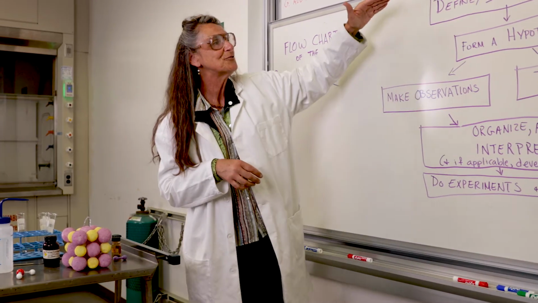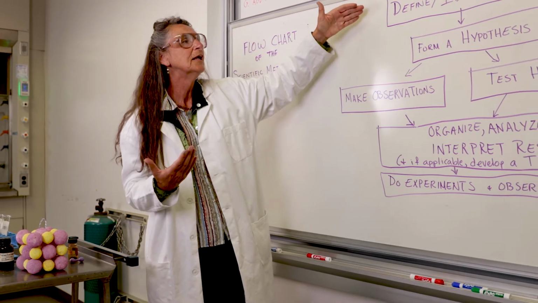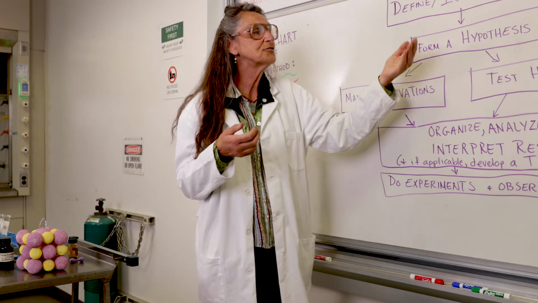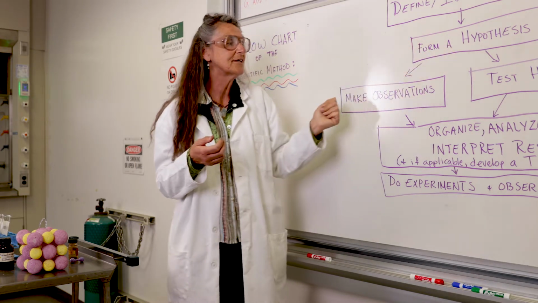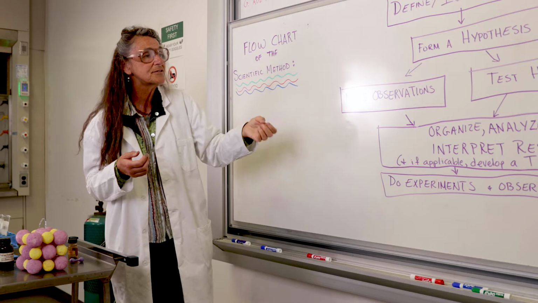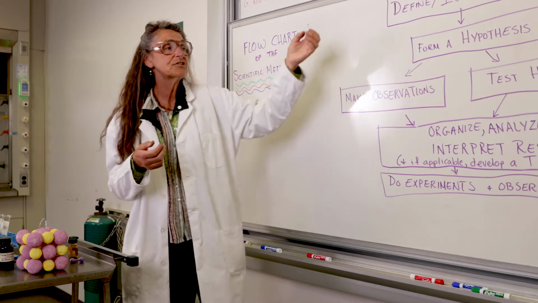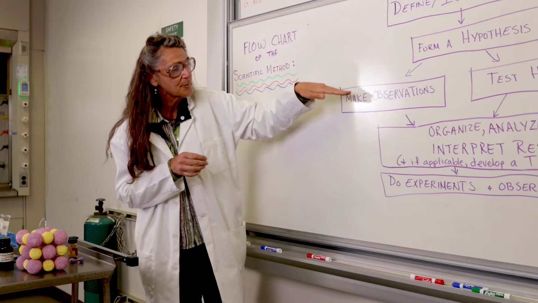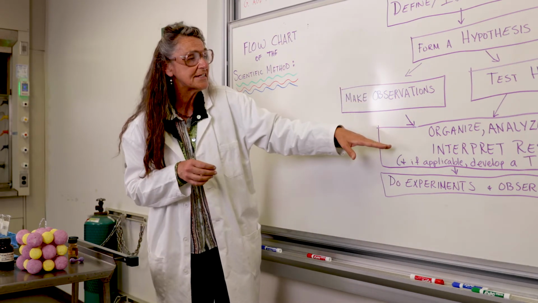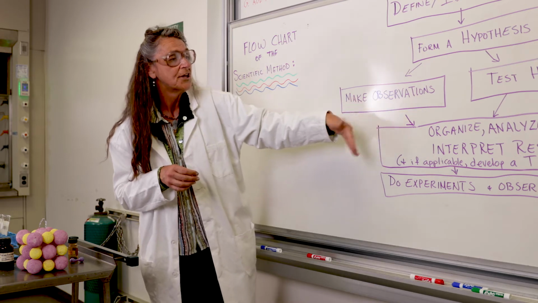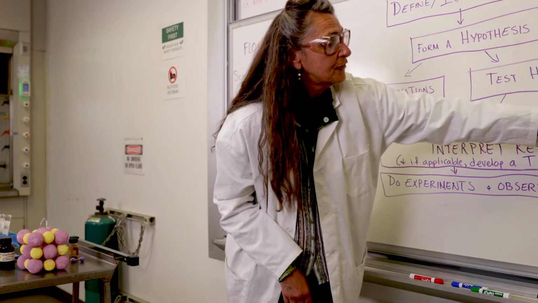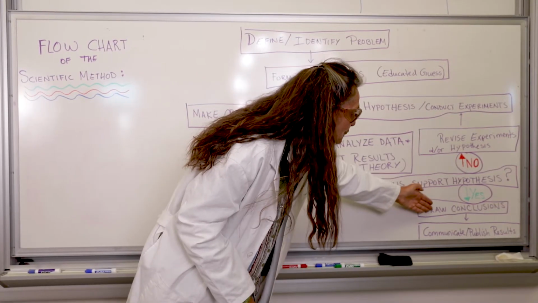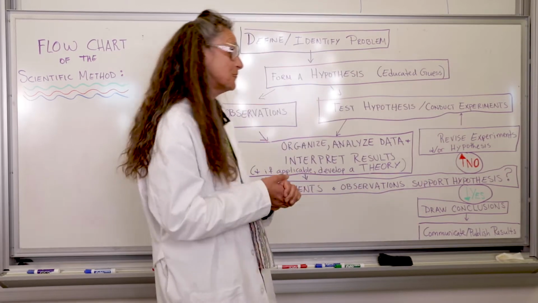In the scientific method, we first have to find a problem, and then we have to define that problem, and then we make a prediction, also known as a hypothesis or educated guess. And then from that hypothesis, we make observations and we test the hypothesis by conducting experiments.